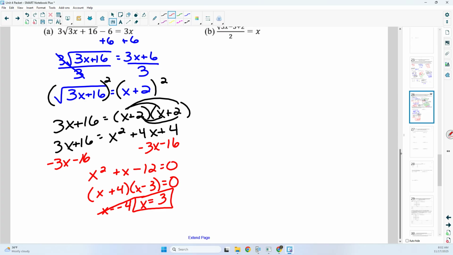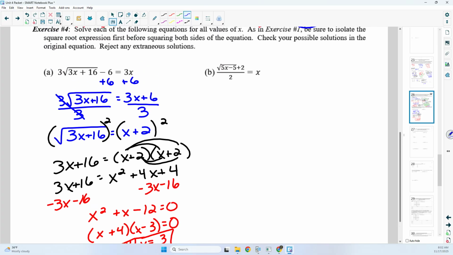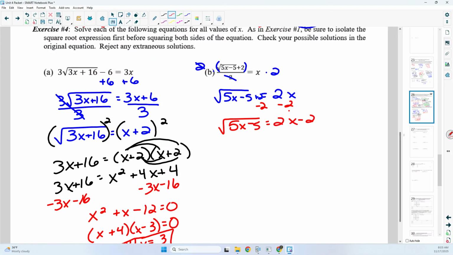So last problem. This one, I want to multiply by 2 first on both sides, right? I'm trying to isolate the radical. If you wonder why we're not starting with addition here, this is a fraction, so this is kind of all held in parentheses together. So that's why the division has to start before the addition or subtraction. So subtract the 2. Square both sides.